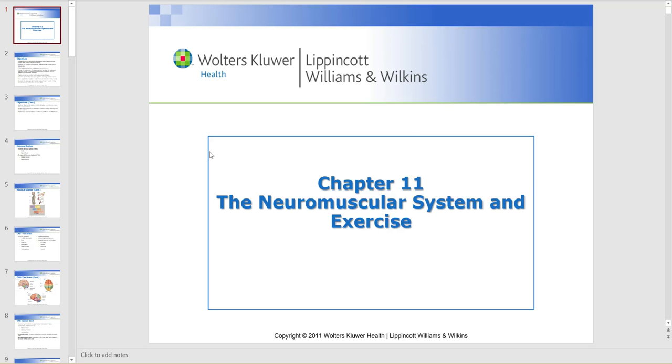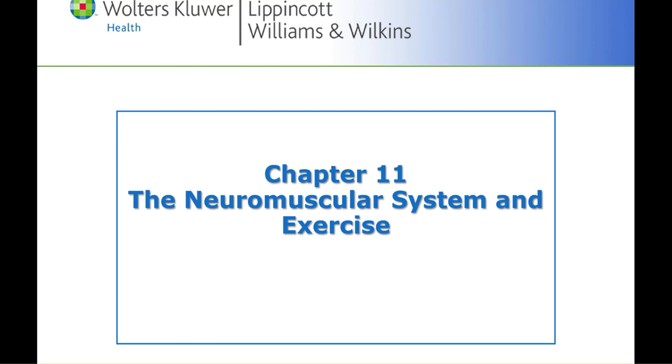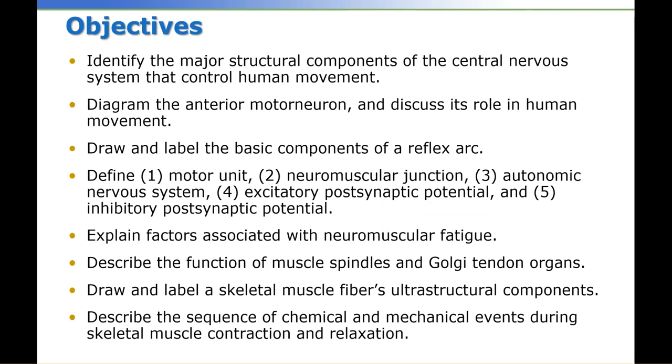Okay, chapter 11, neuromuscular system and exercise. All right, objectives today are identify the major structural components of the central nervous system, control human movement, diagram the anterior motor neuron, discuss its role in human movement, draw and label basic components of a reflex arc, define motor unit, neuromuscular junction, autonomic nervous system, excitatory postsynaptic potential, and inhibitory postsynaptic potential.